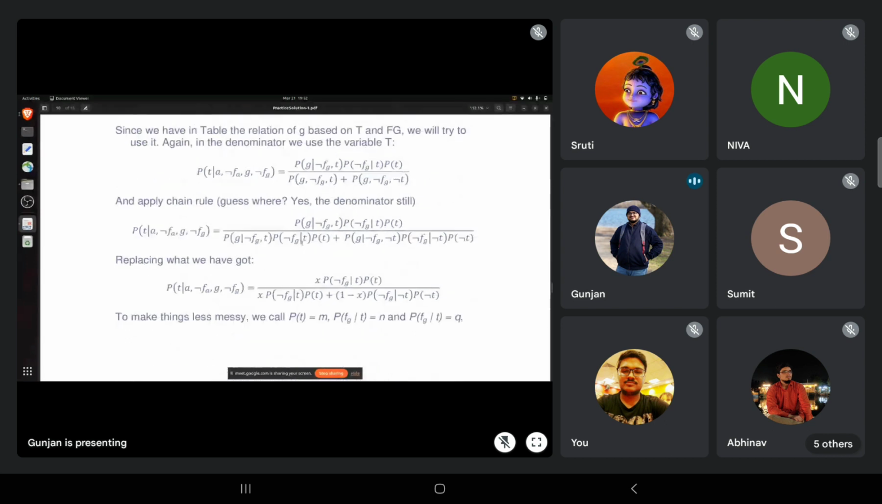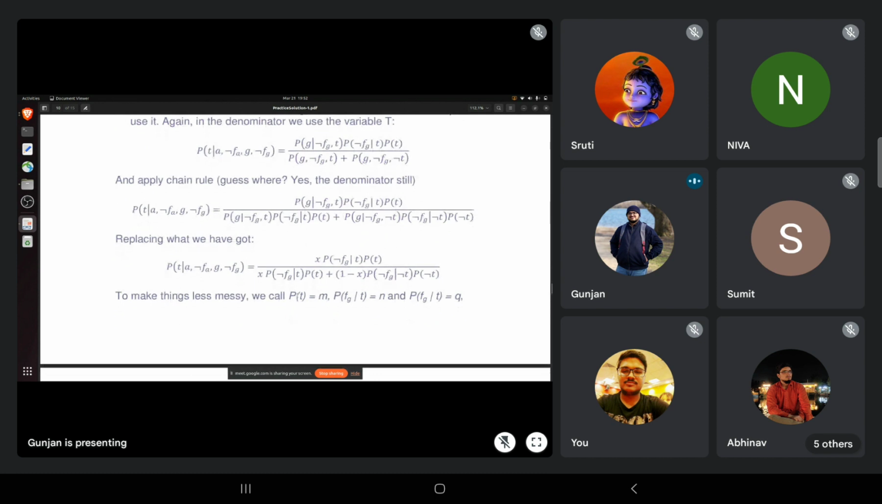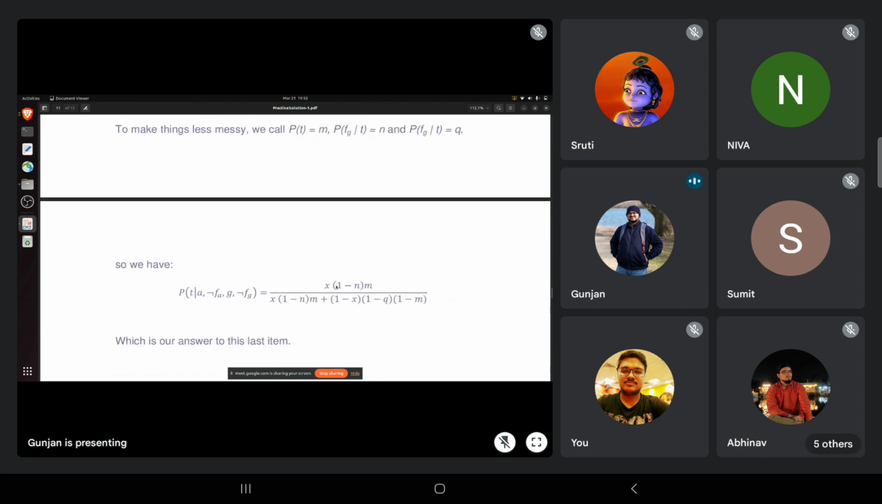Similarly, everywhere this expression appears, the value will become X, and 1 minus X if it is not the correct relation. So for example here, the temperature T is not high and the gauge is not faulty, but we know that the gauge's reading is high. That is happening with probability 1 minus X. So we write it like this. Now we just write P of T as M, P of Fg given T as N, and P of Fg given not T as Q, and finally we land with this expression.